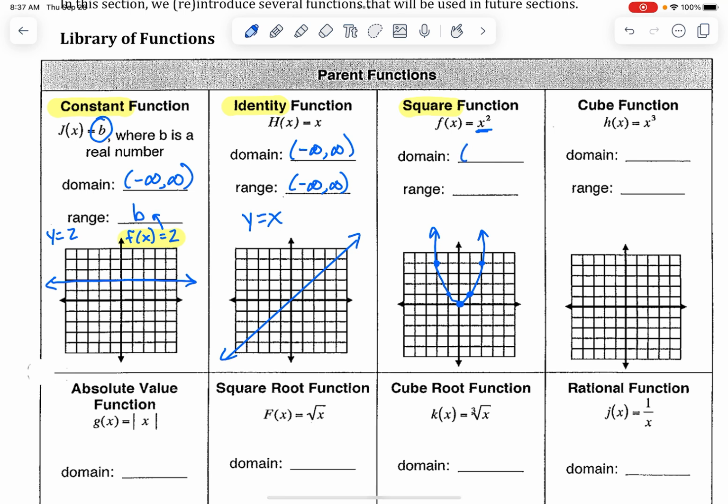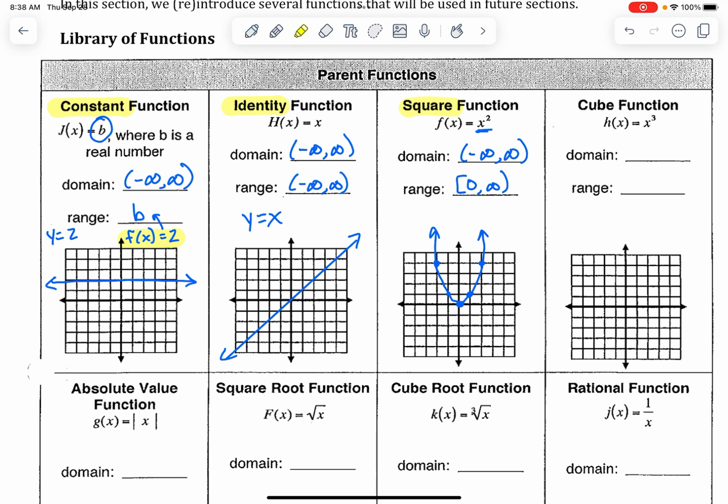And just like we've done over and over again, the domain is all real numbers, and the range for this specific function is 0 to infinity, right? Your minimum is a 0 and it goes up to infinity, and we've talked about applications of that when it opens down or whatever. So that's your square function.